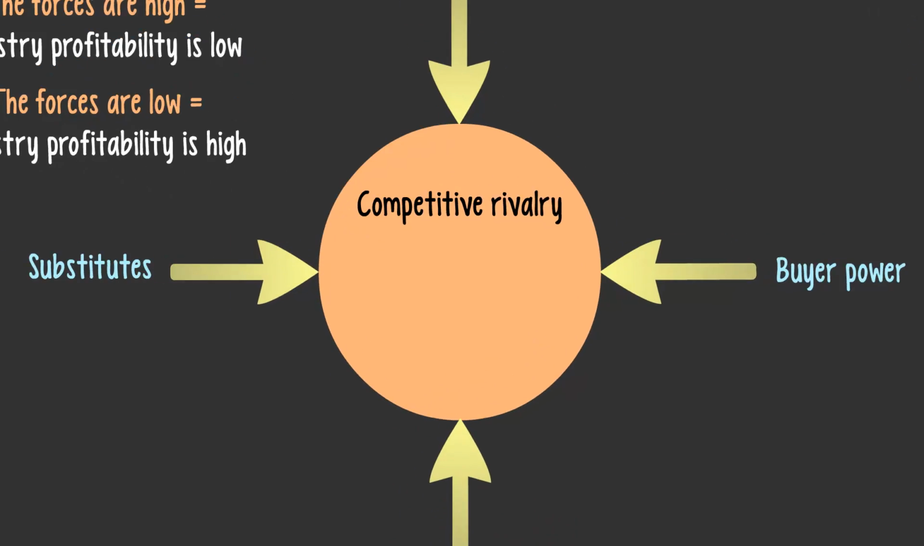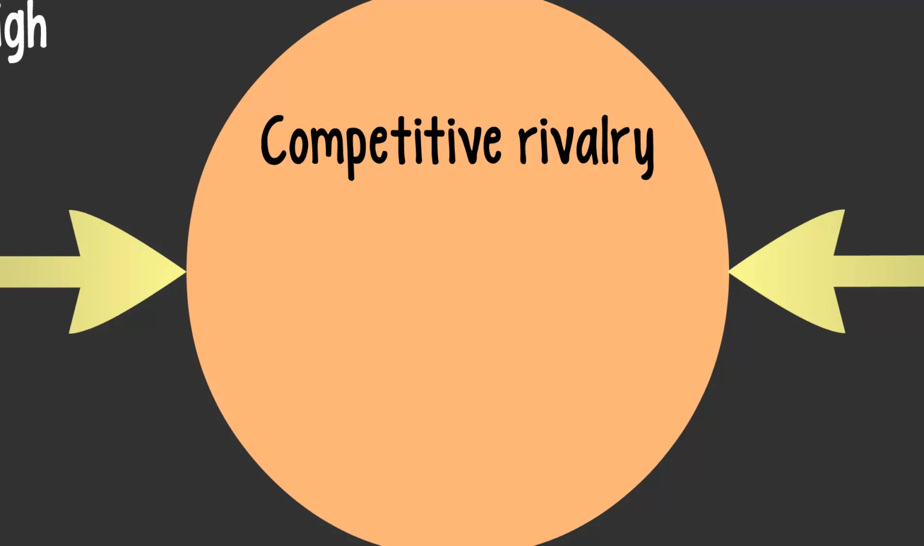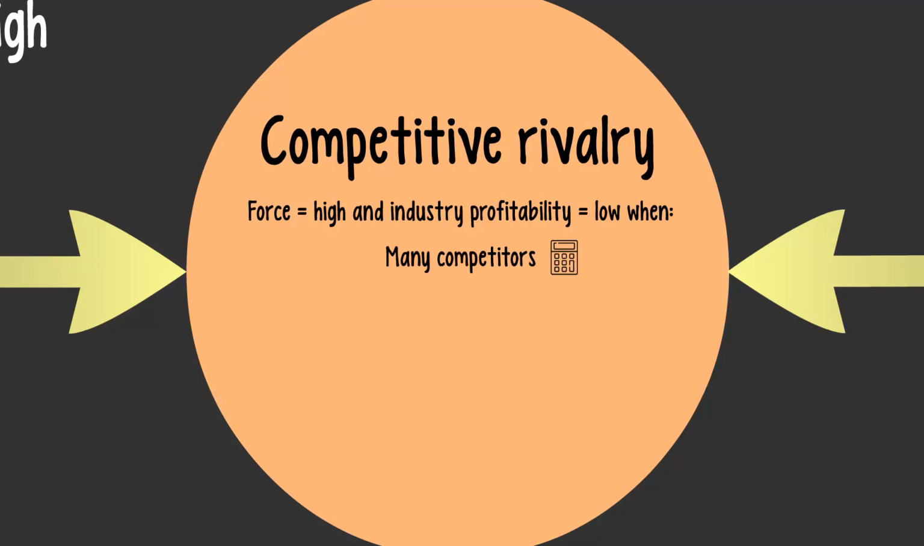Okay, so let's take a look at these 5 forces in more detail, and we're going to start right in the center with competitive rivalry. So just thinking about competitive rivalry, the force is going to be high, and so industry profitability low, when there are lots of competitors. And that kind of makes sense, doesn't it? If there are lots of competitors in an industry, it's likely to be harder for that industry to be profitable, because each competitor will be driving down the prices, trying to undercut their rivals. They'll all be vying for the same custom. So if those forces are high, then it's likely the profitability will be low.